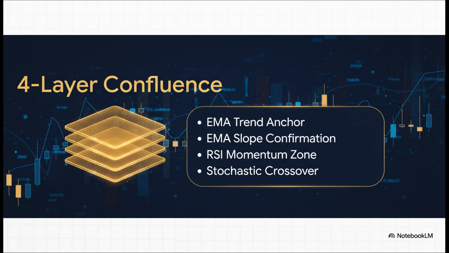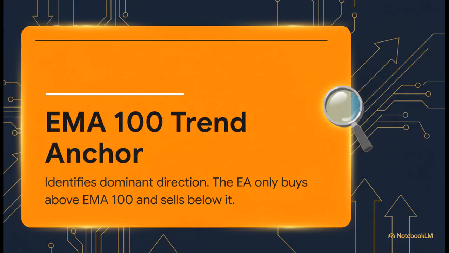Let's break these down. First up is the EMA 100 trend anchor. This is what identifies the dominant market direction. The EA literally has a hard-coded rule. It only buys above the EMA 100, and it only sells below it. This is huge because it prevents the single most costly mistake in retail trading, which is fighting the trend. By doing this, you're immediately placed on the right side of the market's momentum.